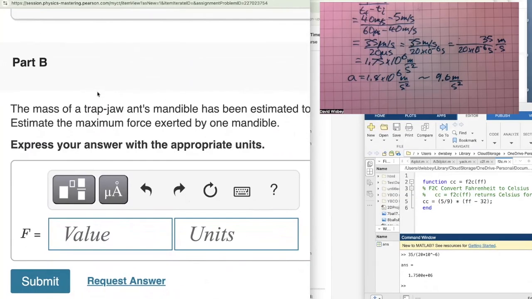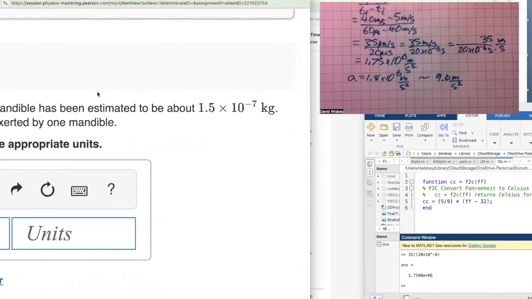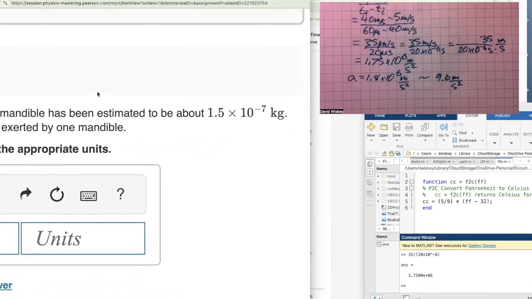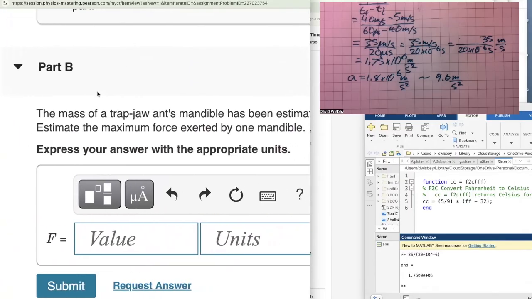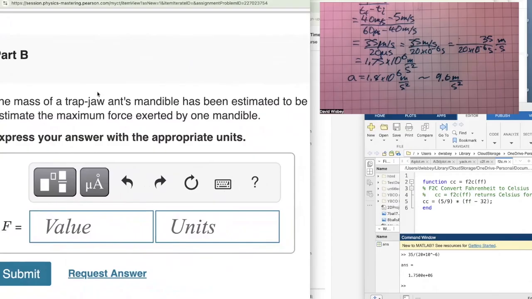All right. The mass of a trap-jaw ant's mandible has been estimated to be about 1.5 times 10 to the minus 7 kilograms. Estimate the maximum force exerted by one mandible.